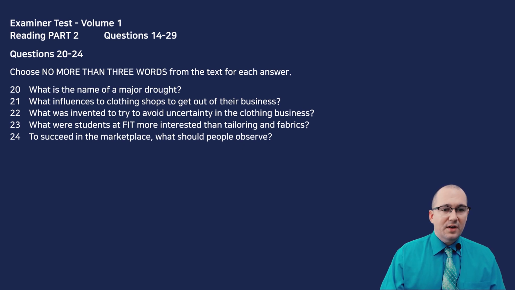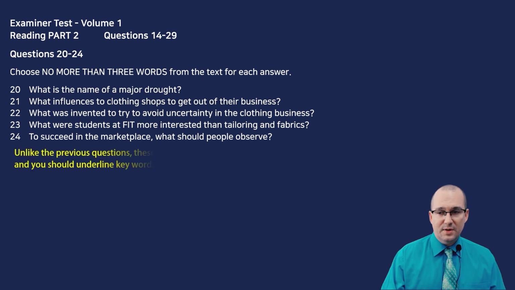Okay, well, let's move on to questions 20 to 24. Unlike the previous questions, these will come in order because you're looking for no more than 3 words from the text for each answer. So again, the maximum here is 3 words, or a number and 2 words, or 2 numbers. But anyway, the key is 3.